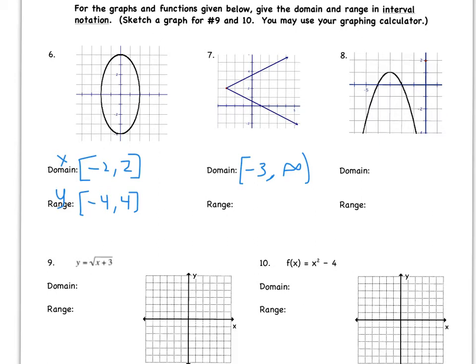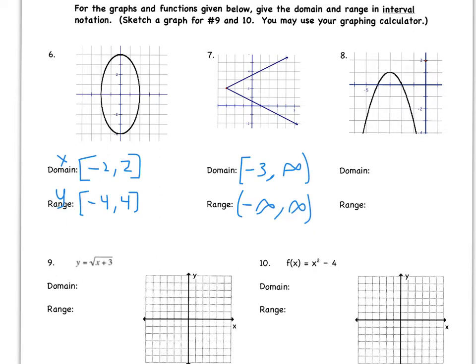Range is y, the up, down. Does the graph forever go down? Yes. Does it forever go up? Yes. Any idea how we would write that? Negative infinity, positive. Yeah, very good. Negative infinity, comma, positive infinity. Both brackets, or not brackets, parentheses. Both parentheses, because infinity always gets a parenthesis.